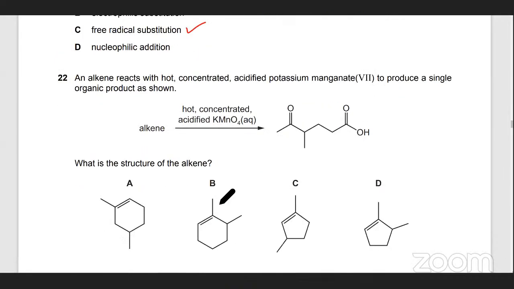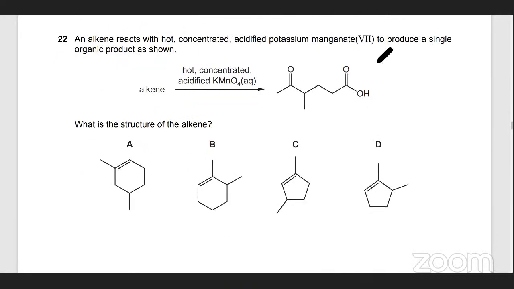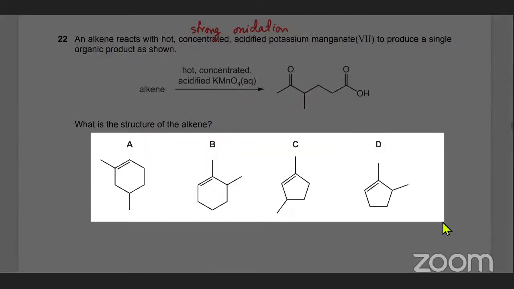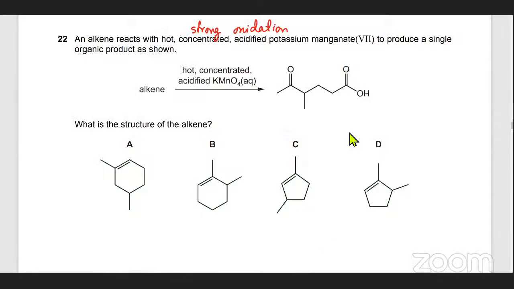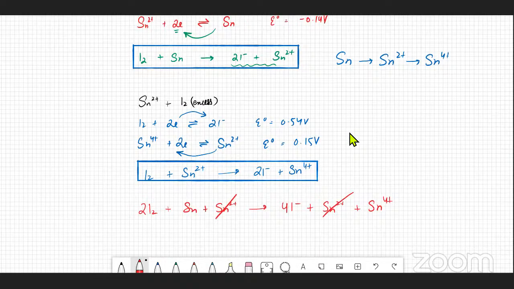Then you have an alkene that reacts with hot concentrated acidified KMnO4. So it's strong oxidation that's happening. So you're having strong oxidation, and they produce a single organic product. So there is this alkene. Now this is a difficult question. What I'm going to do is copy all of these and show the working on the board. 1 second. And we're going to try and oxidize each one of them.